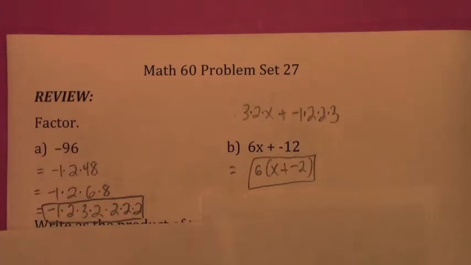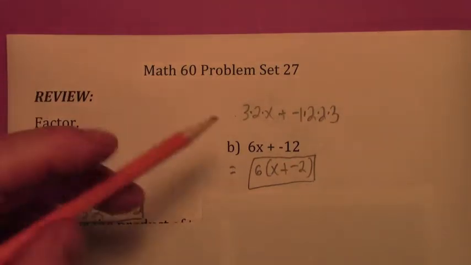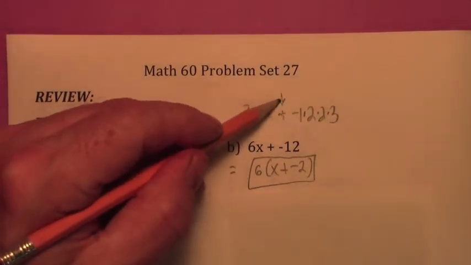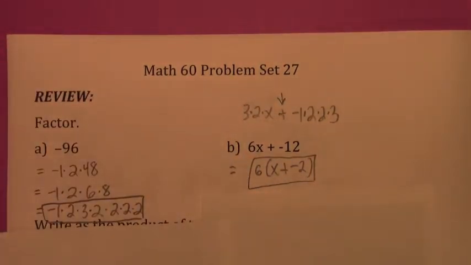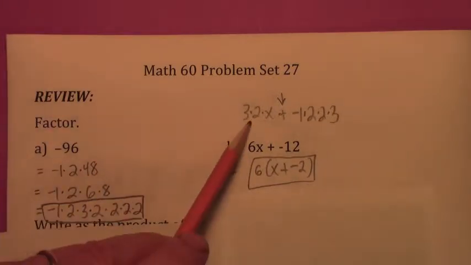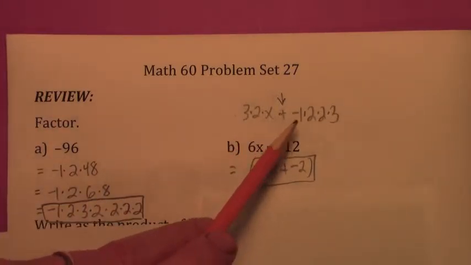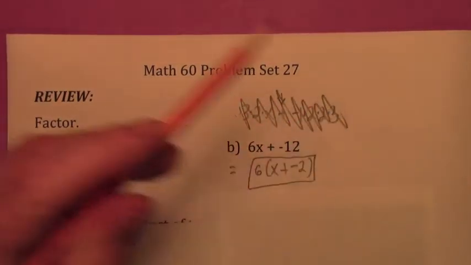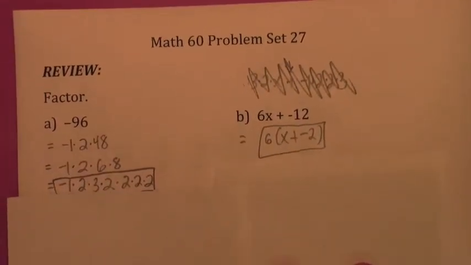The answer is no, that's not factored. You know why this is wrong and this is right? It's because this is still written in additive form. Remember the definition of factoring? You're writing it as a product. This is 3 times 2x plus negative 1 times 2 times 2 times 3. So don't make that mistake. It's really common. A lot of Math 90 students do that, and even Math 141 students, but you guys won't, because you know what it means to factor, right?